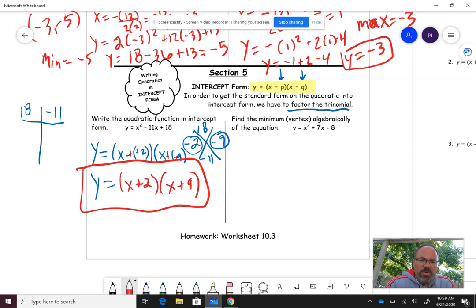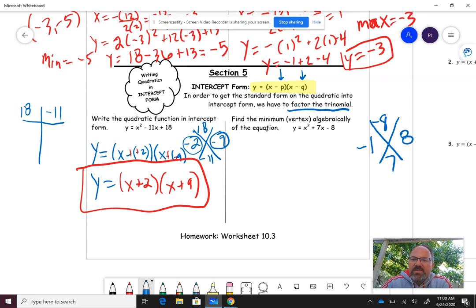All right, let's try one more. Two numbers that multiply to negative 8 that add up to 7. What numbers multiply to negative 8 that add up to 7? What do you think? Oh, one's got to be positive, one's got to be negative in order to multiply to negative 8, and adds up to positive 7. Negative 1, positive 8. There we go.